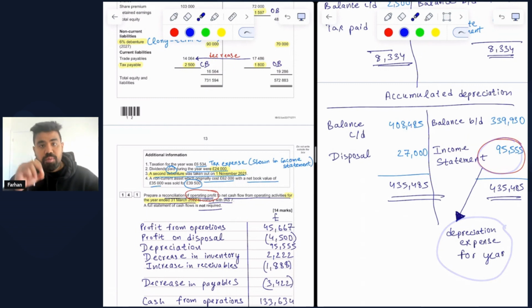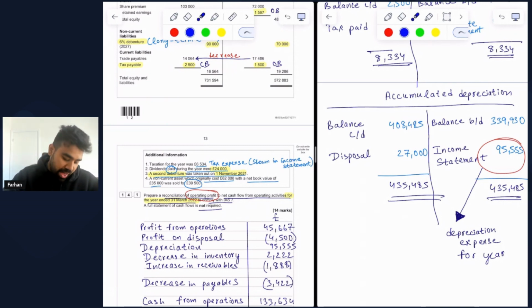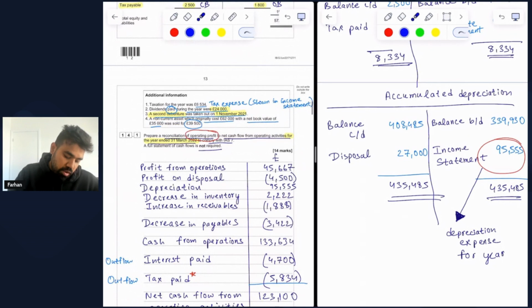Now, depreciation expense is a non-cash expense. And the profit from operations that we have already has the effect of depreciation included within. So because depreciation expense is a non-cash expense, we have to reverse this from the profit from operations. And what we have to do in this case is add that back. So as you can see, I've mentioned depreciation of 95,555 here.